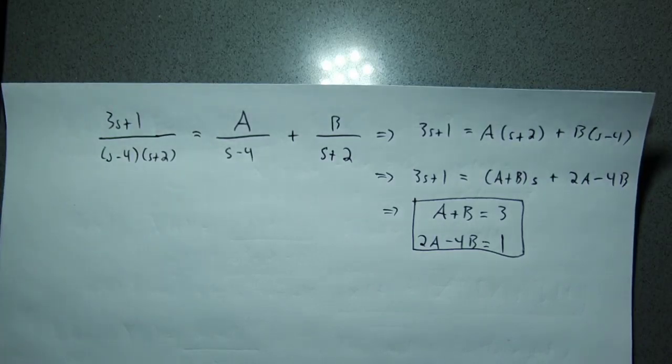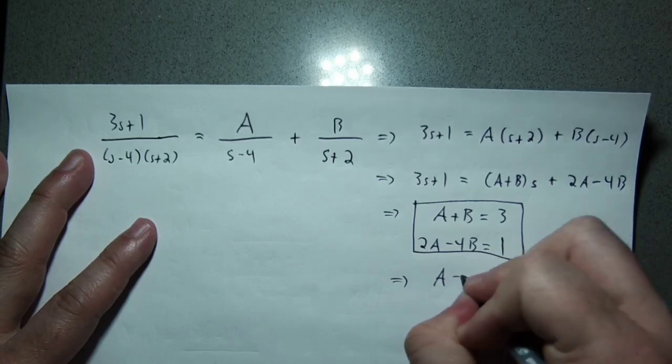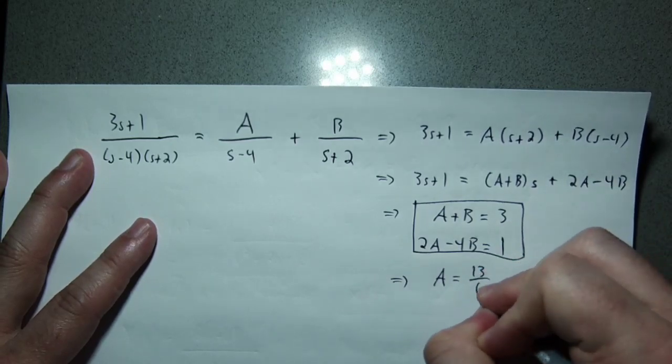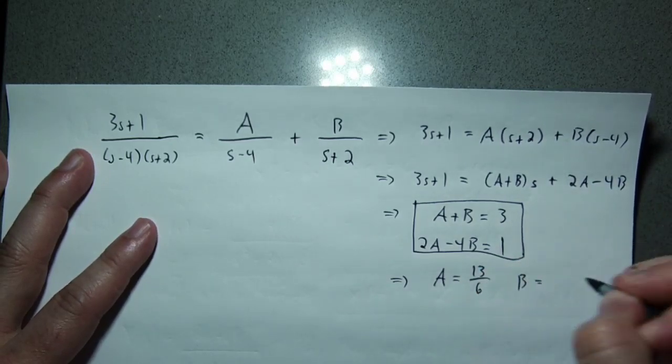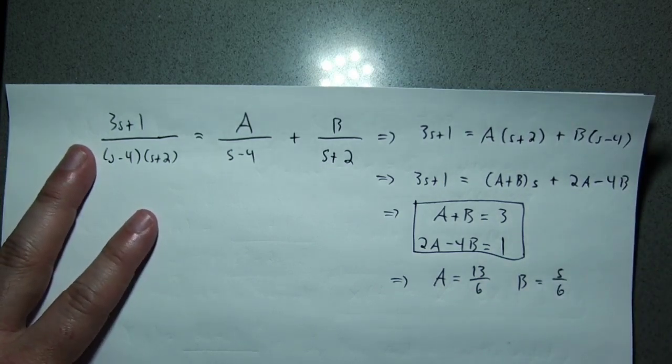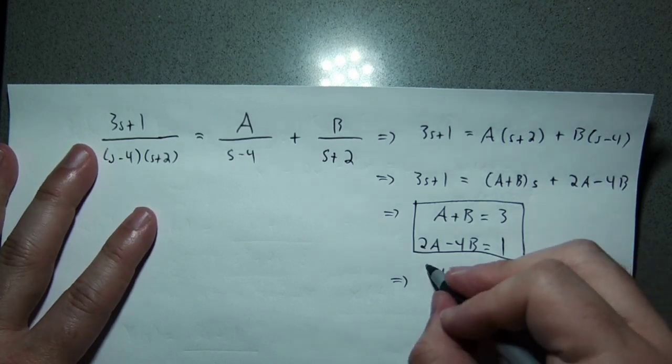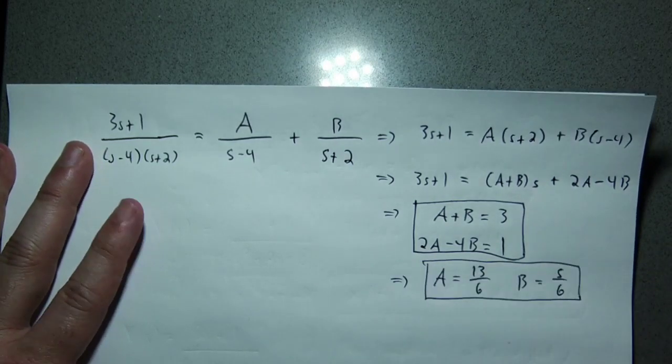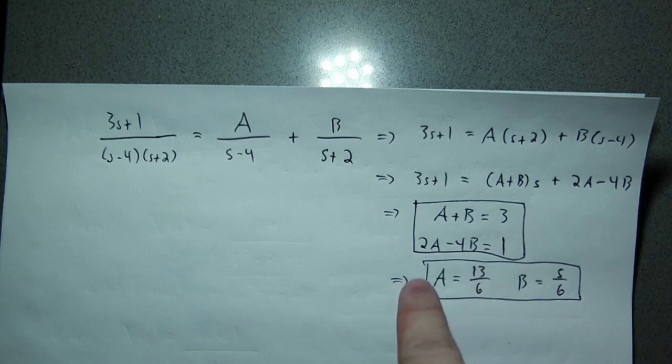So doing that, what do I get here? a is 13 over 6, and b is 5 over 6, I believe, is what you get here. Yeah. Okay, so 18 over 6 is 3. Yeah, that's right. Okay, so this is my a and this is my b.